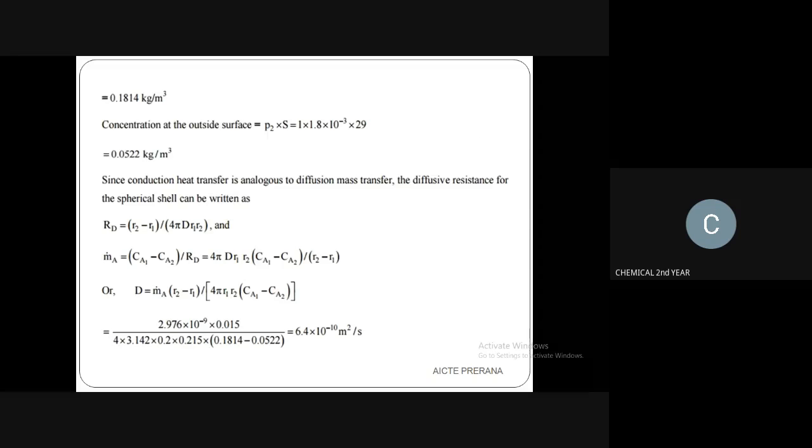Then, since conduction heat transfer is analogous to diffusion mass transfer, the diffusive resistance for the spherical shell can be written like this. This is the spherical shell. For that, the diffusive resistance has been written. So RD.